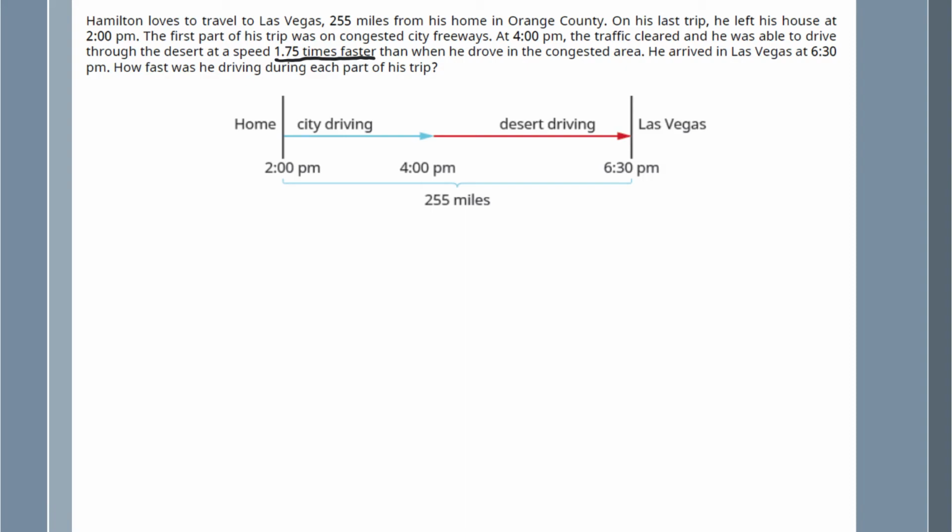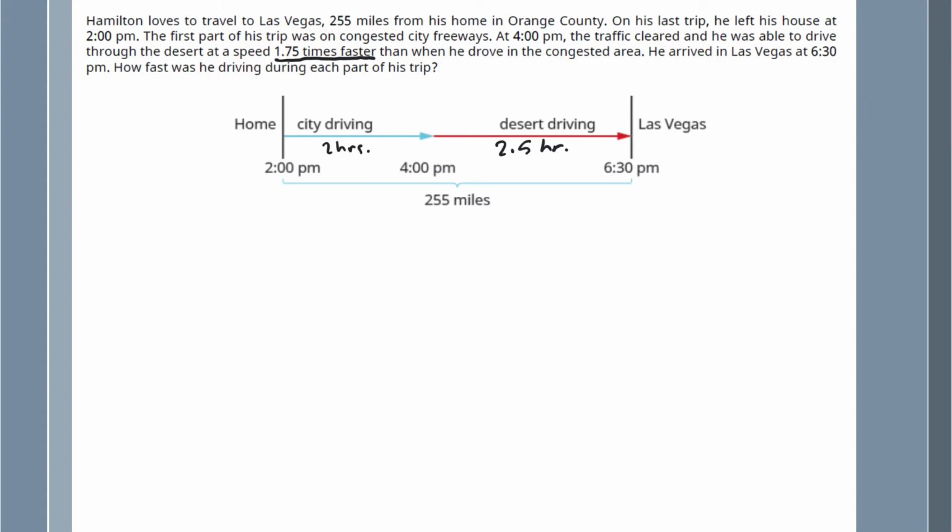The first question I have is how long was he driving in the city? Looks like from 2 p.m. to 4 p.m. that'd be 2 hours. How long was he driving in the desert? That'd be from 4 to 6:30. That would be 2.5 hours, 2.5 hours.